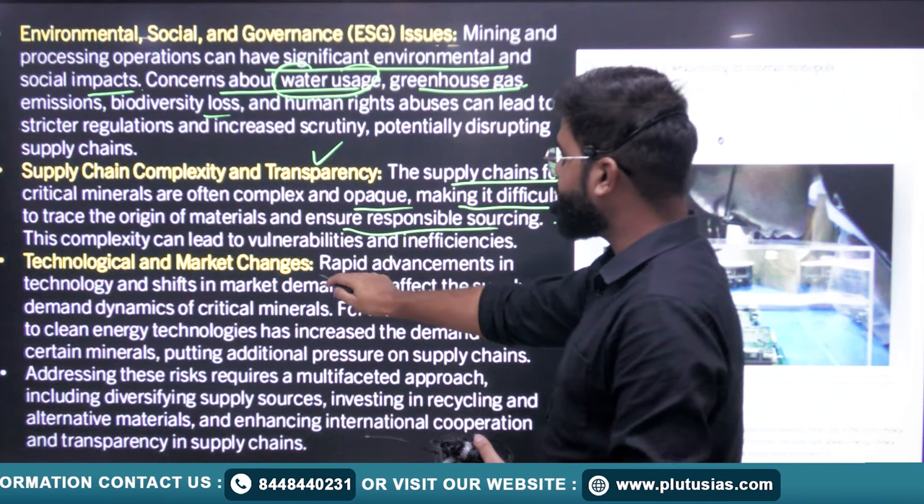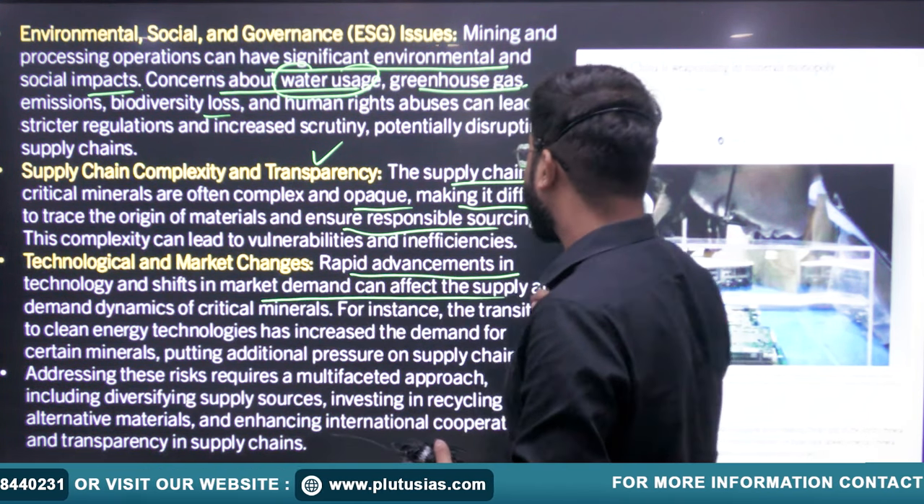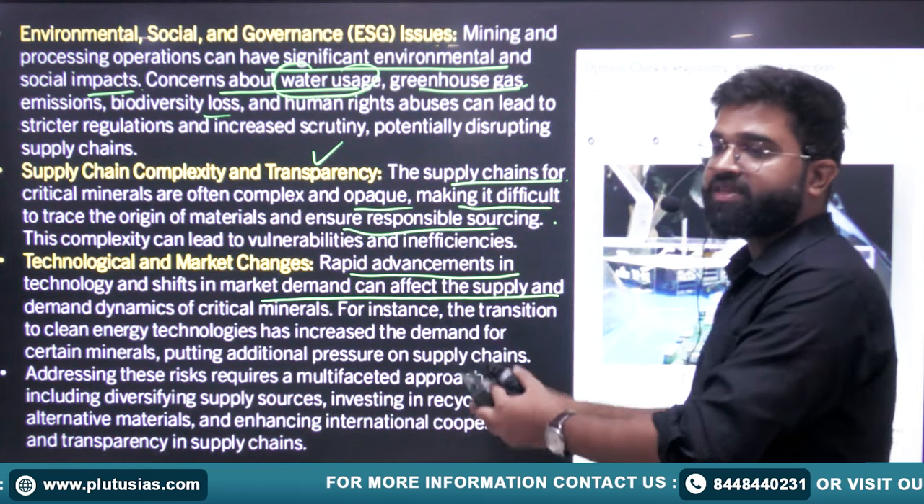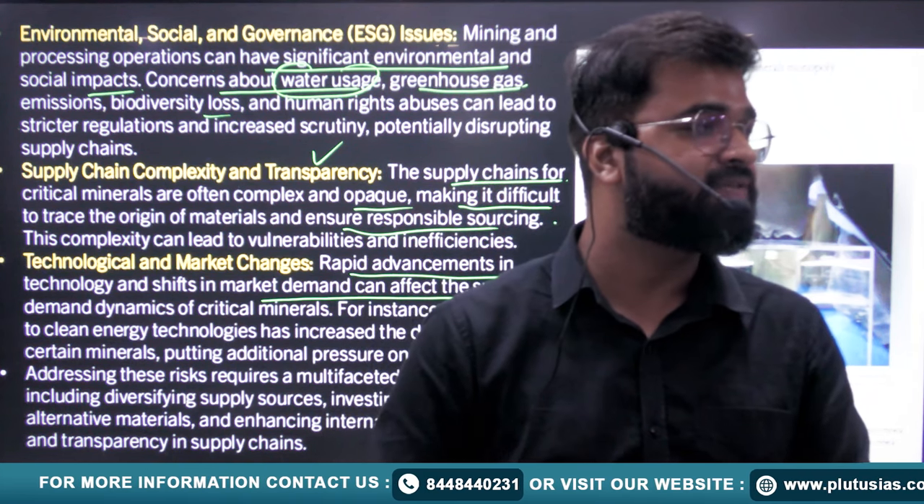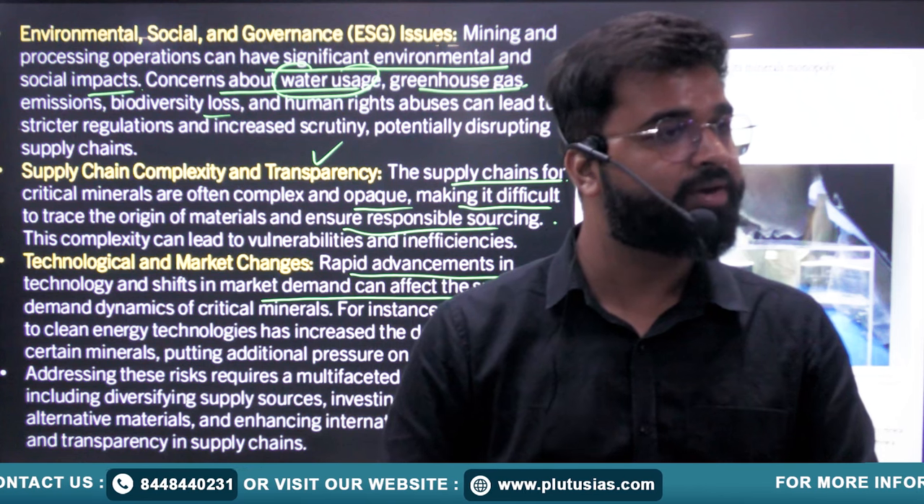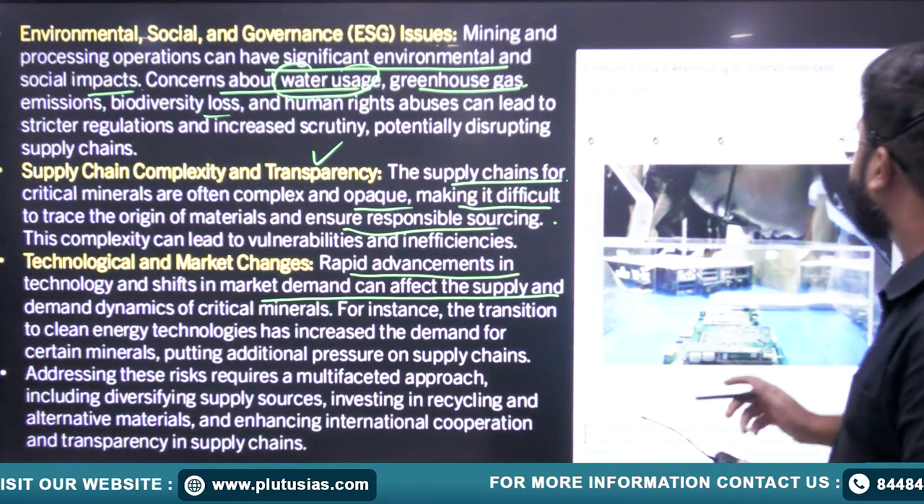Next, technological and market changes. Rapid advancement in technology and shifts in market demand can affect the supply chain and demand dynamics. Addressing these risks is important, and that is why the Mineral Security Partnership is the alternative, and India joined it. Is it okay? These points should be written down.